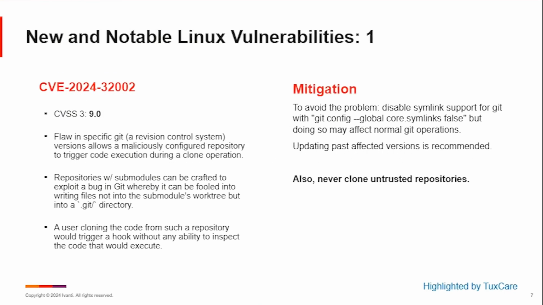On the Linux side, there were a couple of vulnerabilities that we are looking at. This is again from our partner over at TuxCare. They're showcasing a couple of the big ones that people need to focus on. The first one here, CVE-2024-32002, is a vulnerability in Git that could allow remote code execution when cloning repositories with submodules. So if you're familiar with managing repositories in your Linux environment, if you've ever tried to clone one of those, this is where the danger sets in for this particular vulnerability.